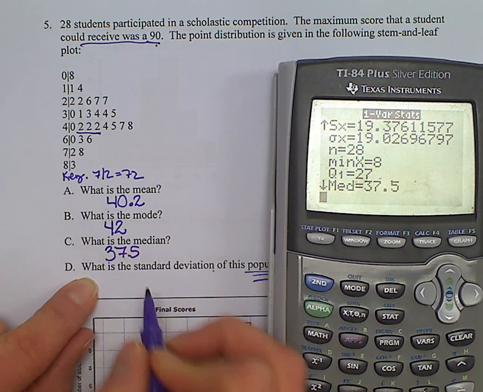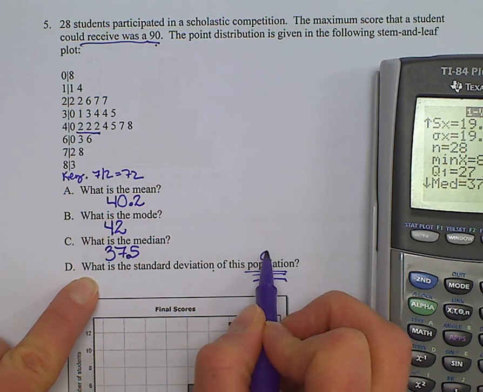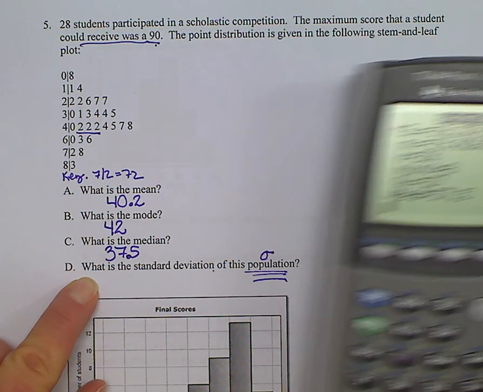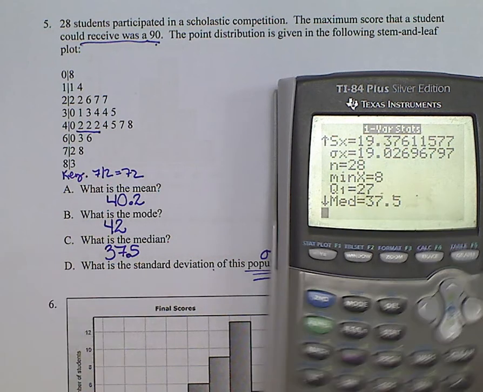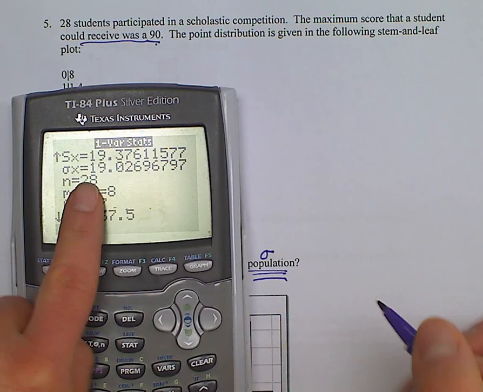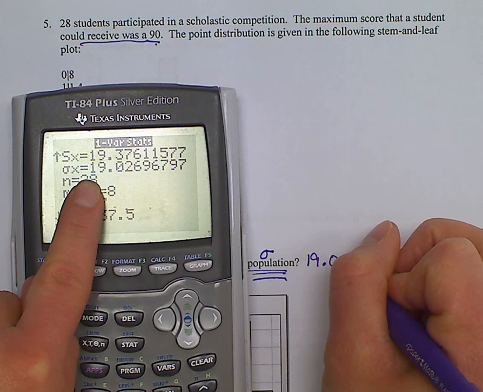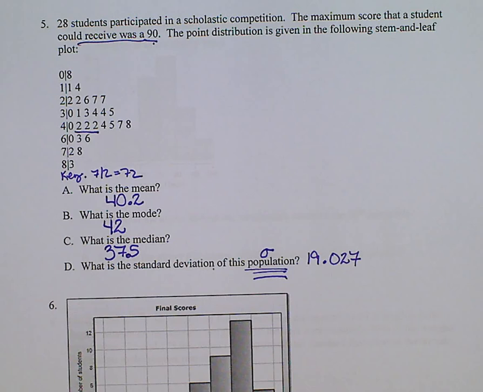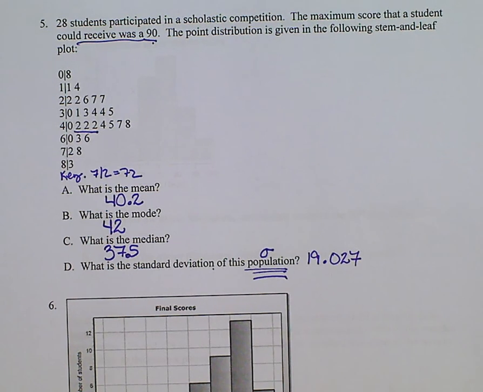Now for the standard deviation, it says the standard deviation of the population. Remember, our symbol for standard deviation of a population is sigma. So an X again is attached to it, meaning it comes from that first data set. But we get about 19.0, I'll go to 3 decimal places here, 27. Okay. The SX in the calculator, remember S represents your standard deviation for a sample.